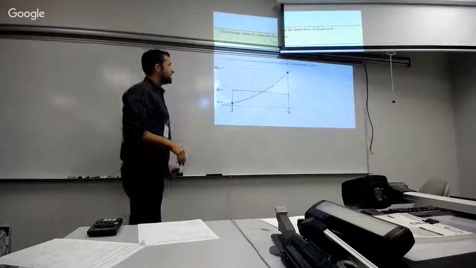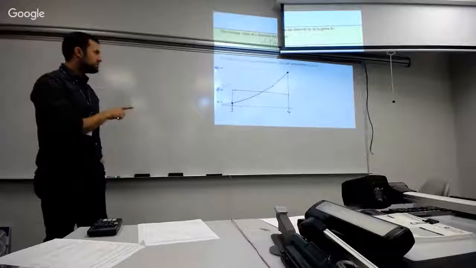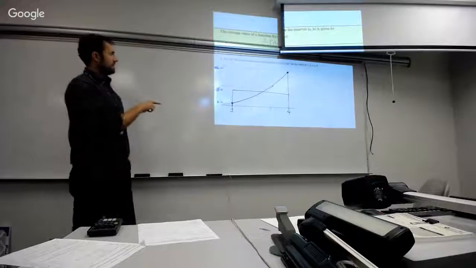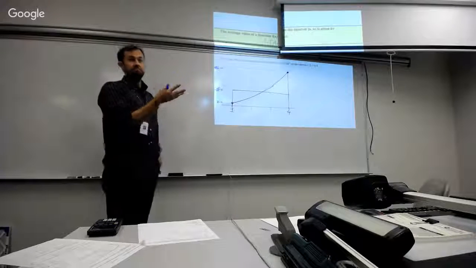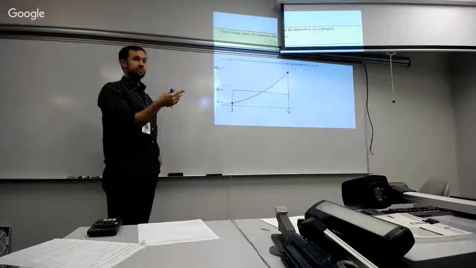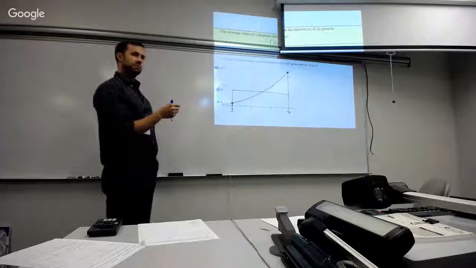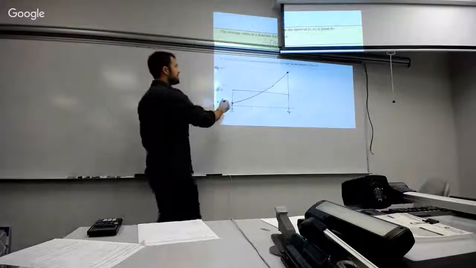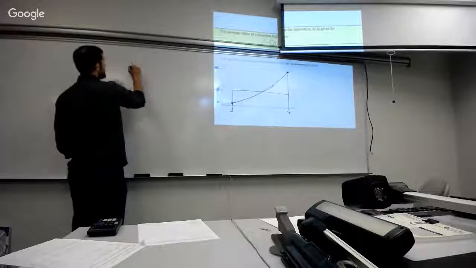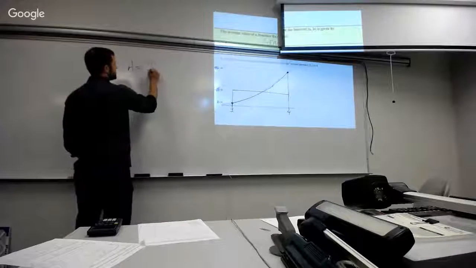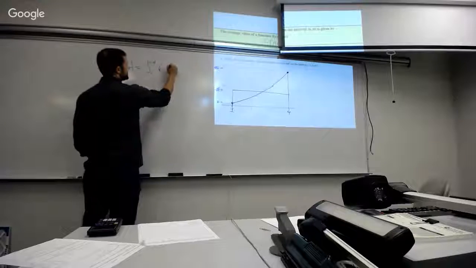So how do we find the average value? Well, what would you do to find the average value? Find the area and divide by 4. Yeah, exactly. You find the area, right? So you first find the area, and we already know what the area is. The area is the integral from 1 to 4 of 6x squared dx.